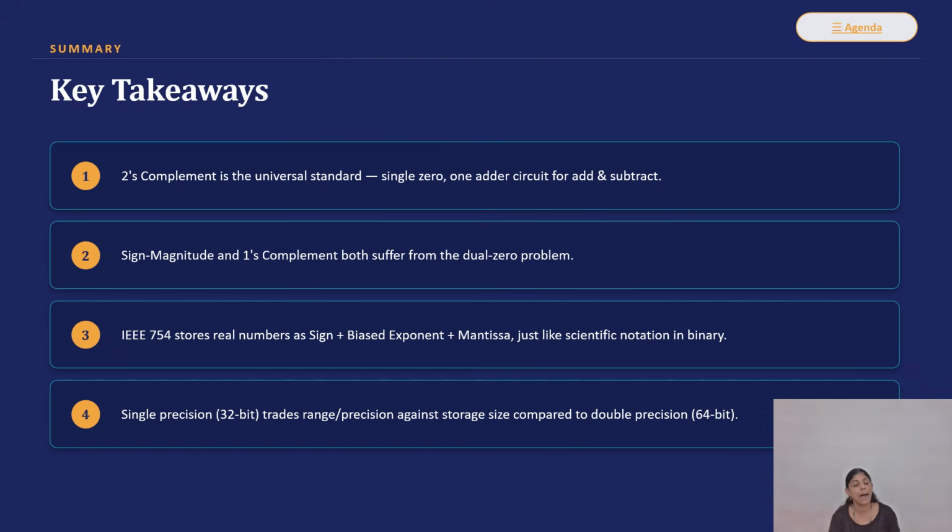Okay. After that you studied what is IEEE 754 standard. This IEEE 754 stores real numbers as sign, biased exponent and mantissa, just like a scientific notation in binary. Okay. So there it has two precisions. One is single precision 32-bit and another one is double precision 64-bit. We compared everything based upon the storage as well as other parts also.